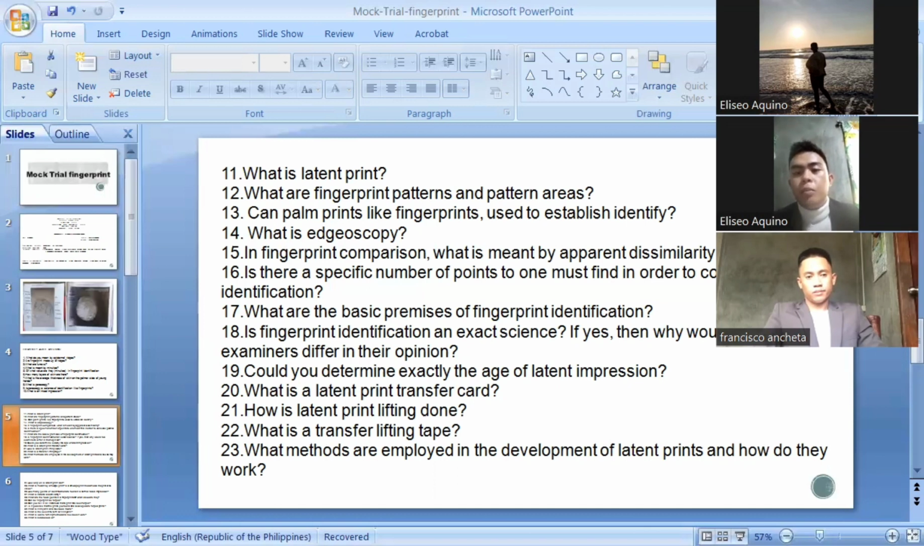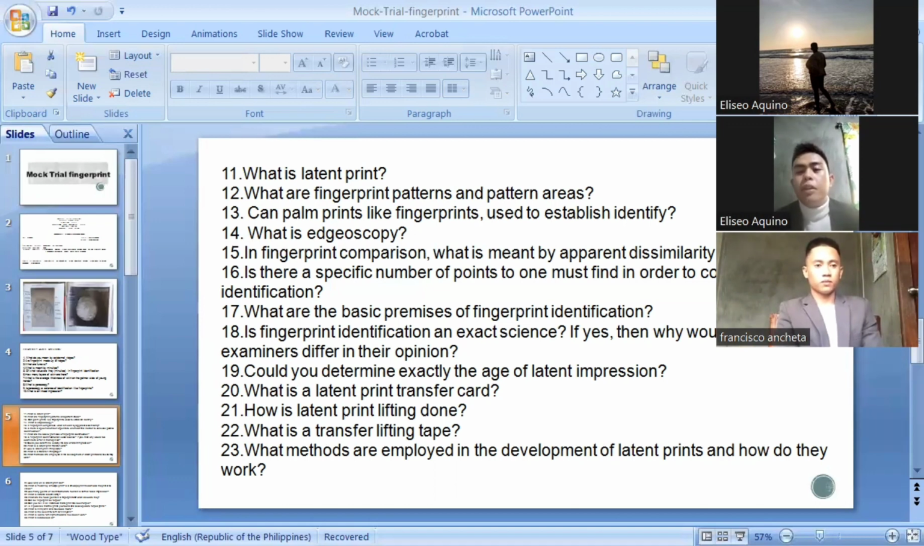What is a latent print transfer card? The chance impression left on an item through the transfer of perspiration and oils from the friction-ridge skin to the item itself.